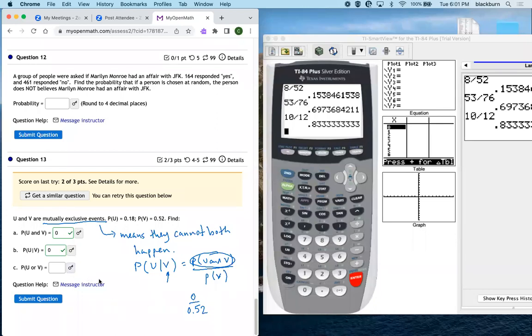And then the other thing about mutually exclusive is that to find the probability that either or happens, so probability U or V, it's going to be probability of U plus probability of V. That is the formula if it's mutually exclusive. If they're not, we have to subtract off the probability that they both happen. So that's basically going to be 0.7, because 0.18 and 0.52 equals 0.7.